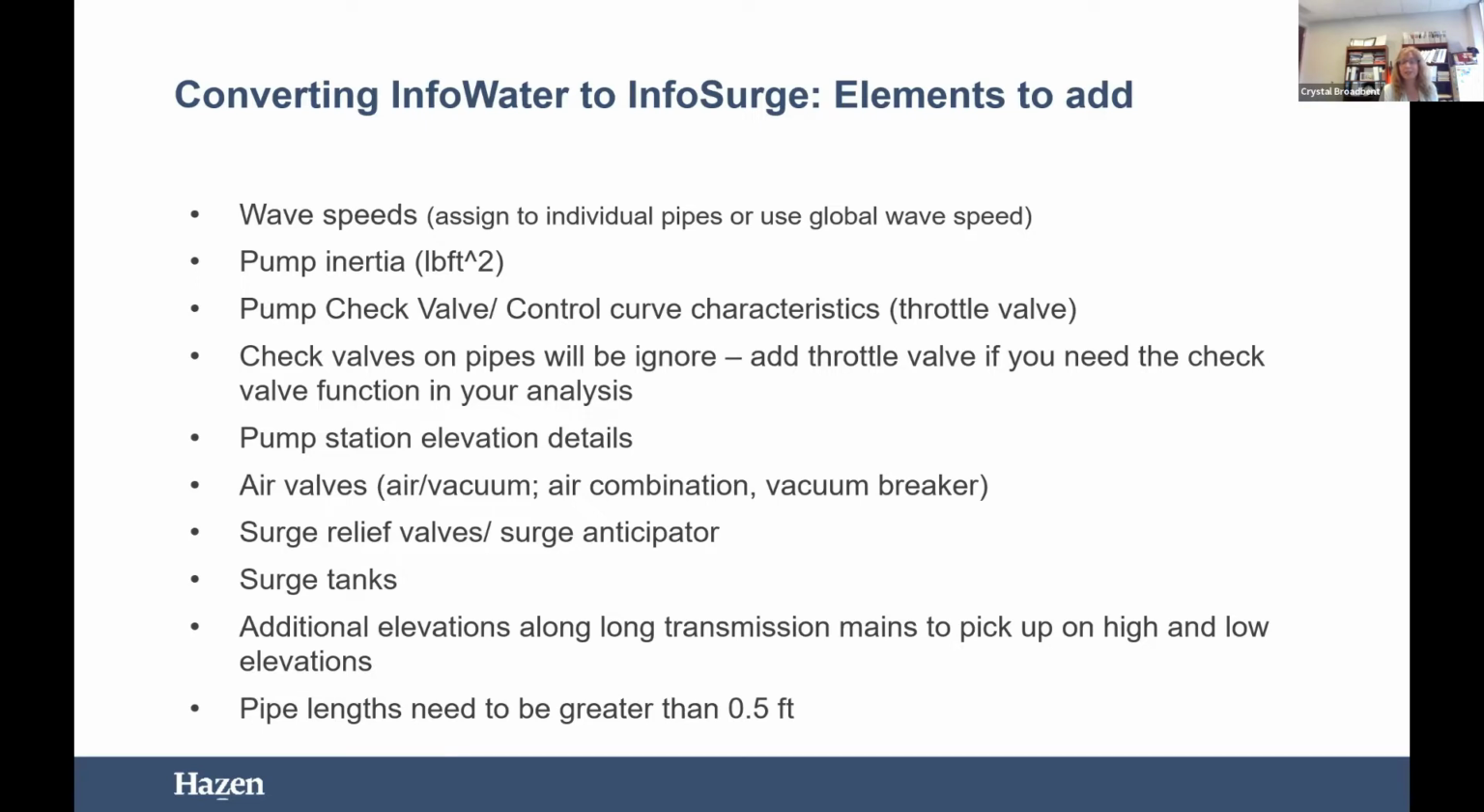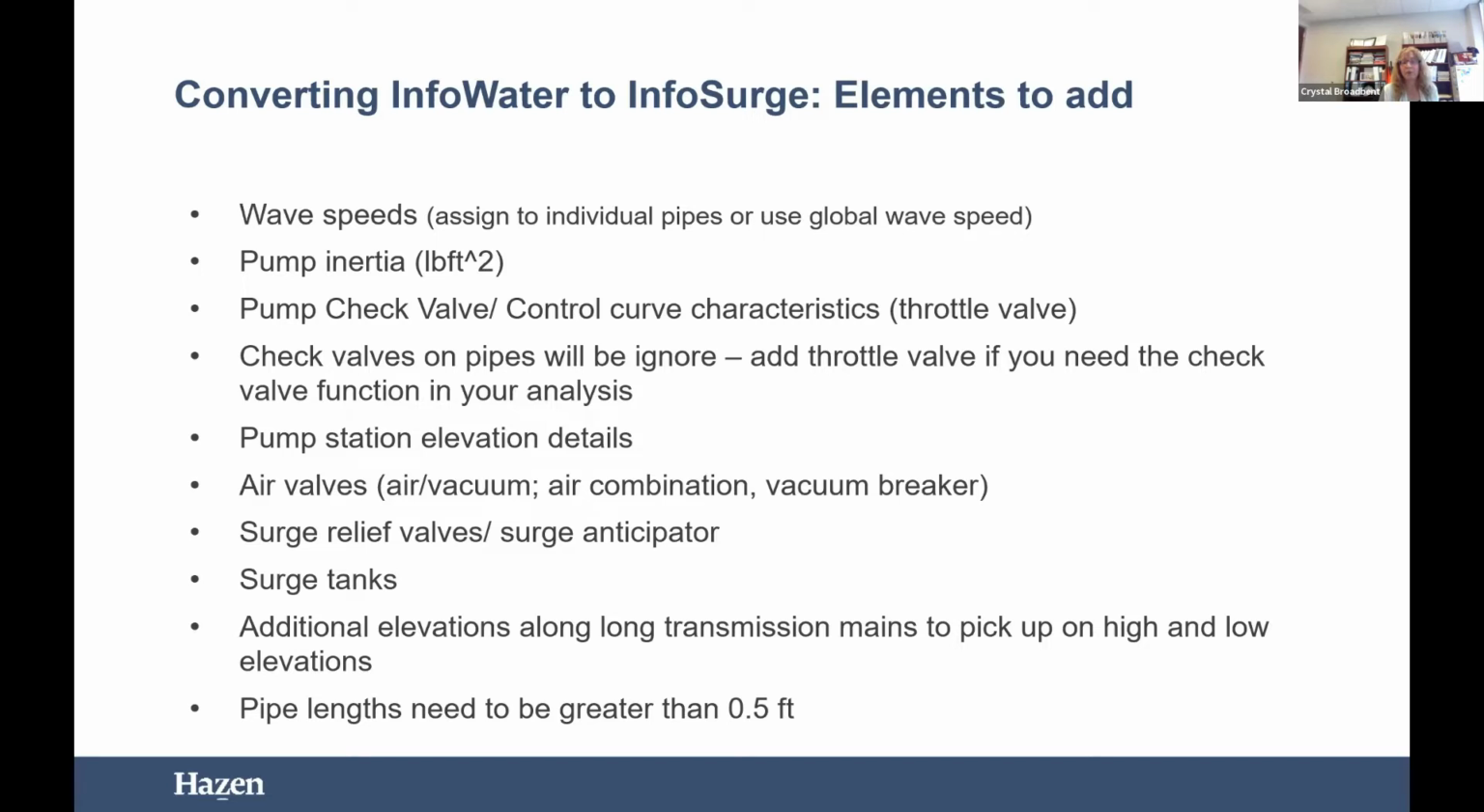To do that, it's the throttle valve in InfoSurge, and you have to have a curve assigned to it. Then you can control it from that point on, either as a check valve or as a control valve. If you have a check valve on the pipe in InfoWater, it will be ignored in InfoSurge. So if you really want a check valve in the model, you have to add a throttle control valve and then check off the check valve function in the analysis itself for it to actually behave as a check valve during your simulations.